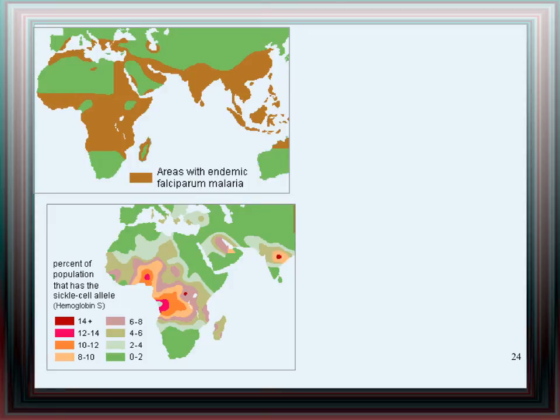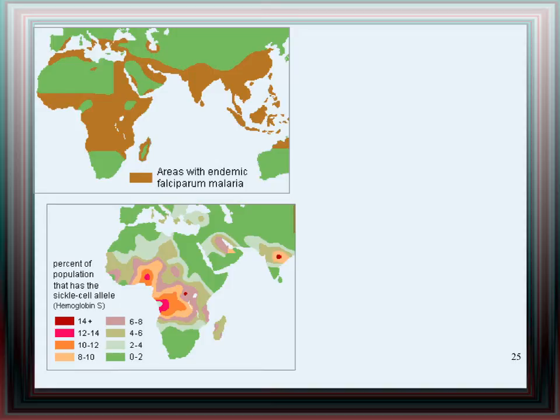Now, interestingly, if you have a look at these two maps, the one at the top represents areas where malaria is endemic, and the one at the bottom shows you the areas where the incidence of sickle cell anemia trait is found. So in some parts of East Africa, almost 50% of babies born are carriers for the allele for sickle cell anemia.